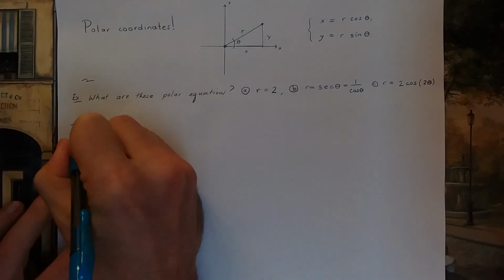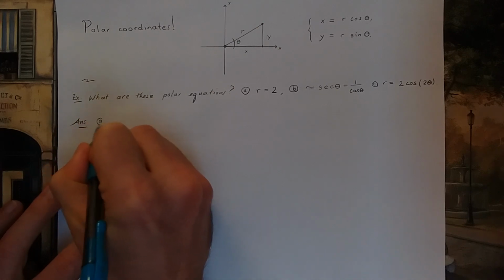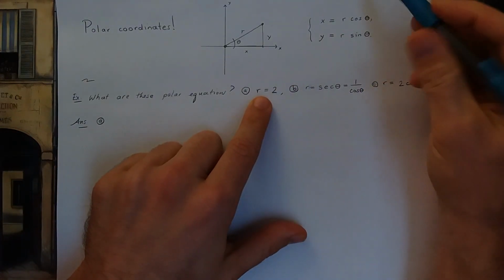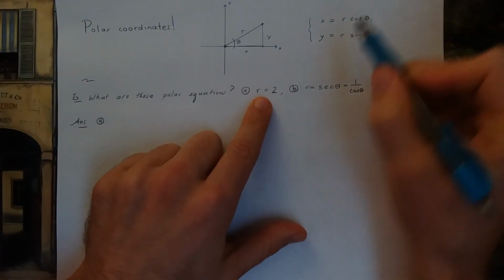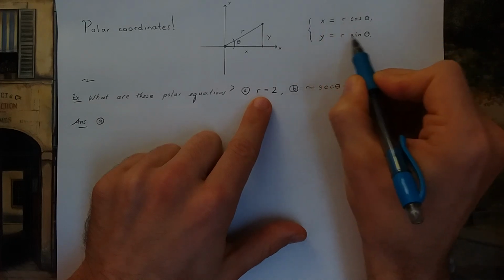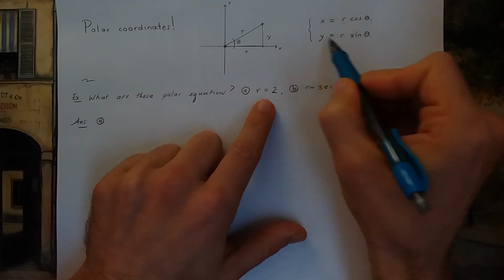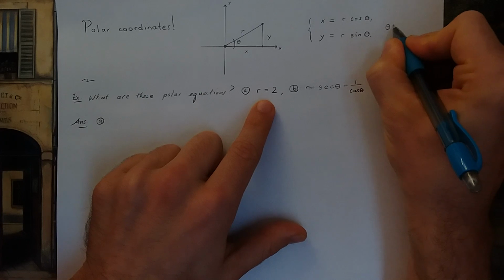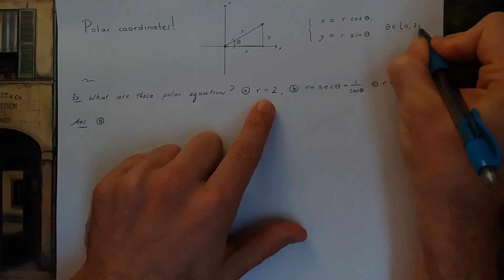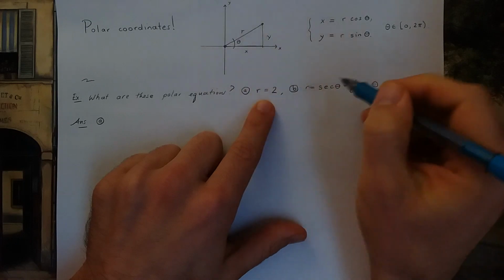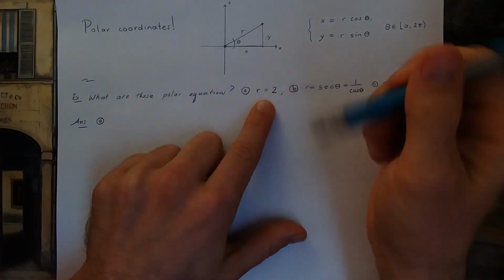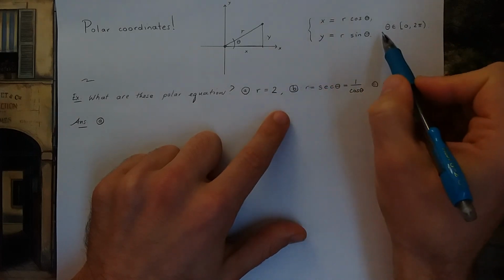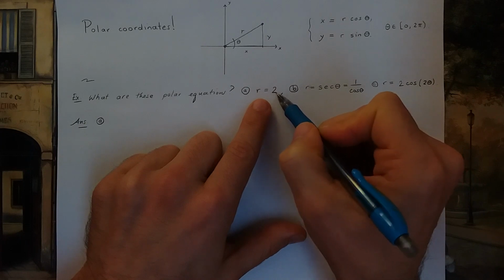Okay, here's my answer for part A. This one's the easiest one to think about. If I plug in r equals 2 into my parametric equations, I get x is 2 cosine theta, y is 2 sine theta. And unless otherwise specified, the values of theta that I'm going to allow are in between 0 and 2 pi, because theta could be any angle between 0 and 2 pi. This describes a circle traced out in the counterclockwise direction of radius 2.